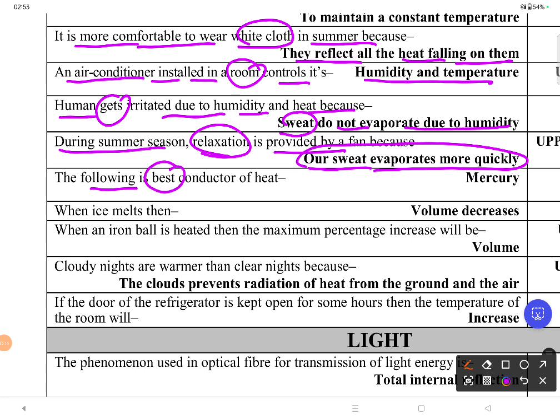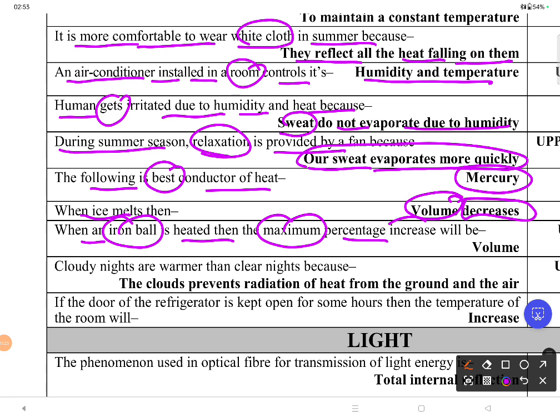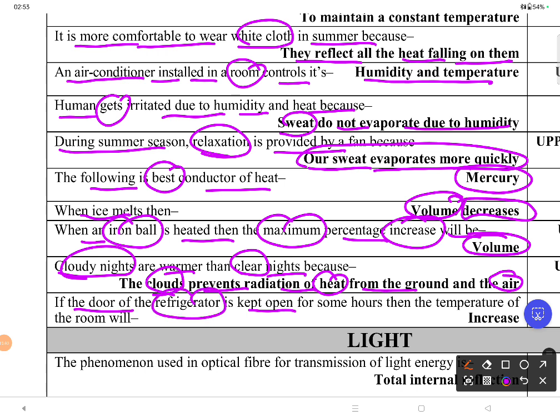The following is the best conductor of heat: mercury. When ice melts, the volume decreases. When an iron ball is heated, the maximum percentage increase will be in volume. Cloudy nights are warmer than clear nights because the clouds prevent radiation of heat from the ground and the air. If the door of a refrigerator is kept open for some hours, then the temperature of the room will increase.